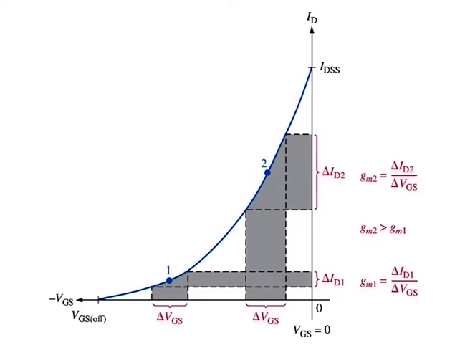Because the transfer characteristic curve for a JFET is nonlinear, gm varies in value depending on the location on the curve as set by VGS. The value of gm is greater near the top of the curve than it is near the bottom, as illustrated in the figure here.